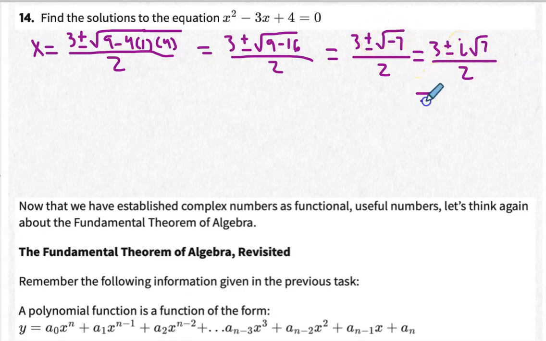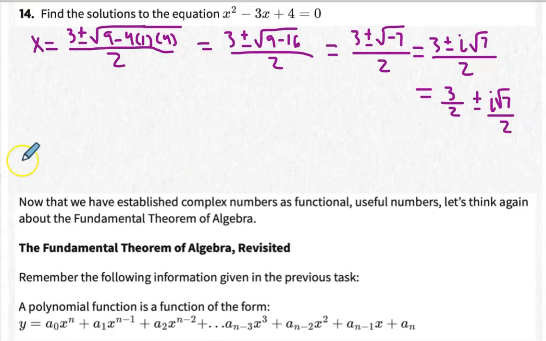Here, some of you may have broken this into two fractions and written 3 over 2 plus or minus i square root of 7 over 2. And that's okay. In this case, we can't simplify anything at all, because 3 isn't divisible by 2, but it is okay to still go ahead and write it that way. So if you left it like this or broke it into two fractions, I am okay with either way.